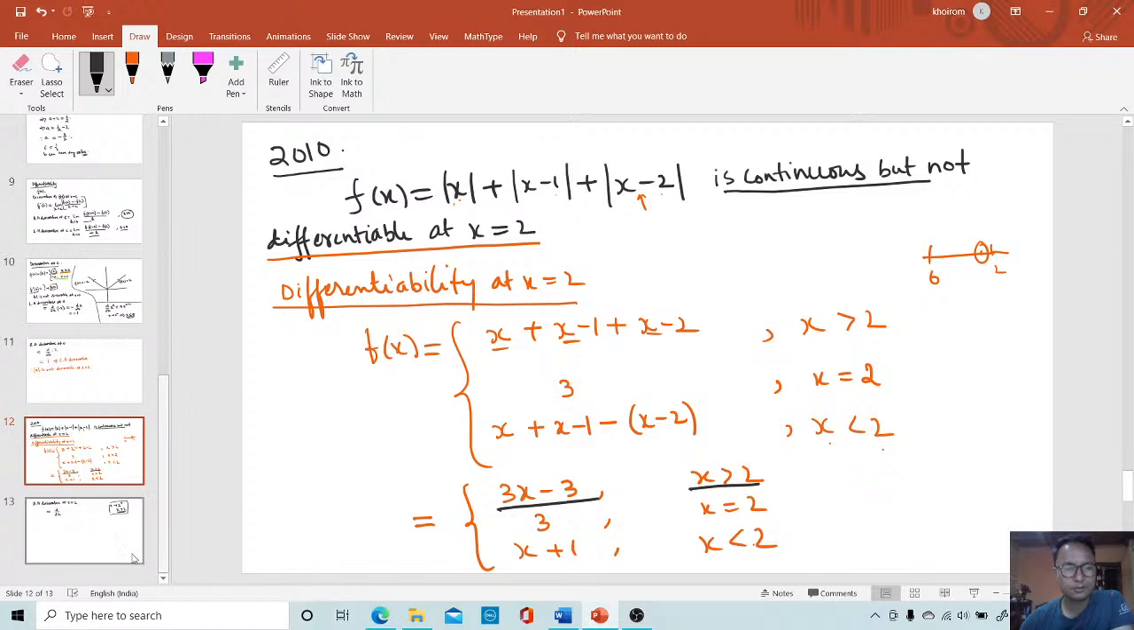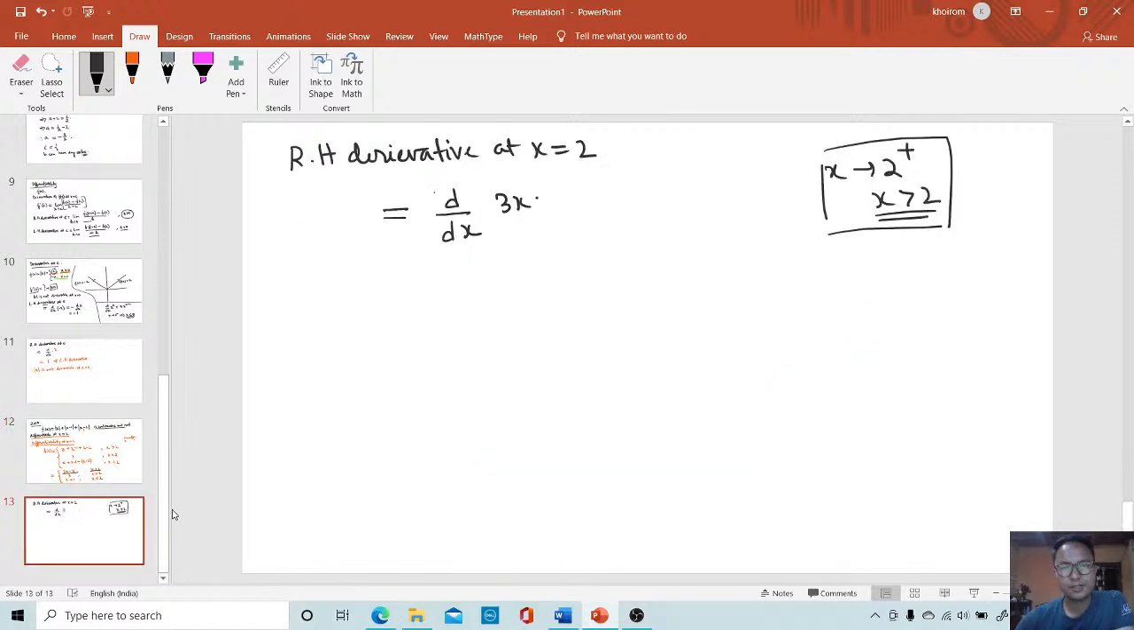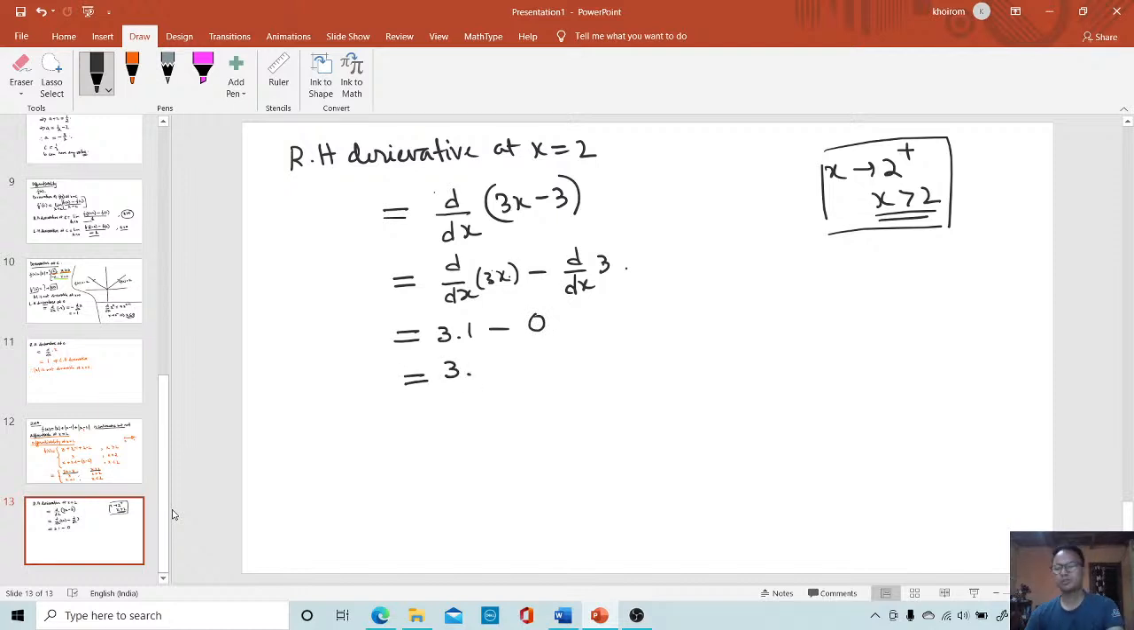This one, okay? 3x minus 3. Derivative of 3x minus 3 is d by dx of 3x minus d by dx of 3x. Here 3 is a constant, and d x by dx is 1. The derivative of a constant is 0. This is class 11 revision. So now the right hand derivative, the value is 3. The right hand derivative value is 3.